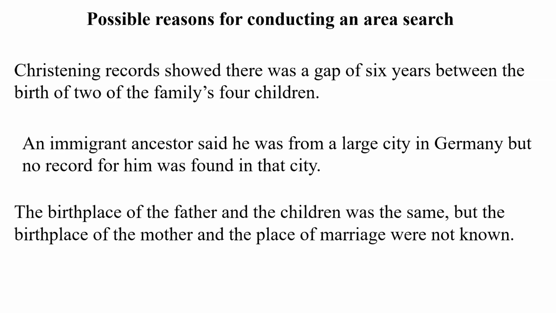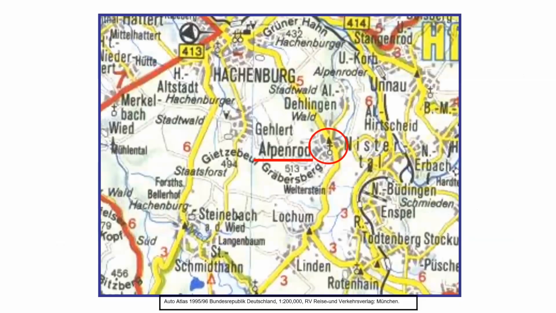The place of birth of the mother may be found by checking the place of residence of the witnesses in the christening records of the children. Other records, such as the marriage banns, the mother's death record, church membership records, and census records, may also provide clues. If they don't, then an area search would have to be done. An area search begins by identifying the parishes surrounding the ancestor's parish. For example, for the parish of Alpenrode, an area search would probably include the parishes of Hochenburg, Unau, and Rotenhain. If not, you would continue to expand the circle outward until you found it.